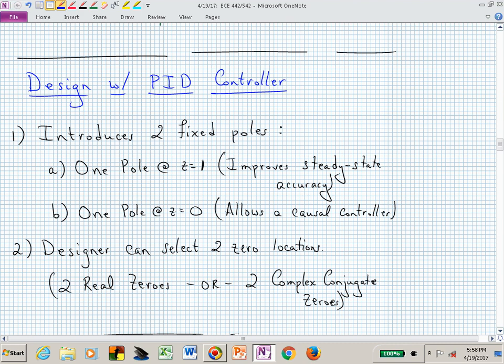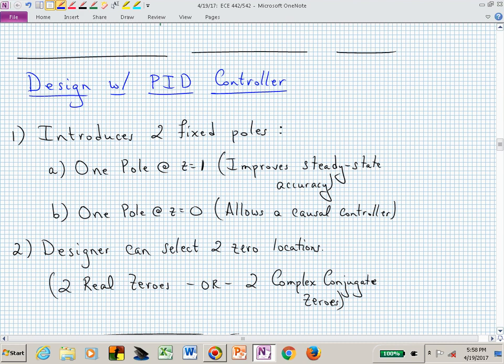In the PID controller, then, we have 2 fixed poles. One's at z equal 1, and the other allows us to have a causal controller. What does that mean? Do you remember what a causal controller corresponds to physically or in a pole zero or transfer function setting? What's required for it to be causal? Or what can you not have happen in a controller if you want your controller to be causal?